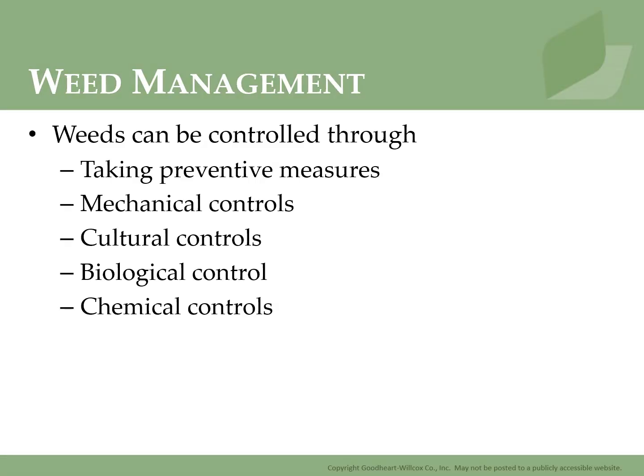Managing weeds involves a combination of methods that prevent an initial introduction of weeds and additional techniques that control weed populations. These control methods for weeds used in integrated pest management include mechanical, cultural, biological, and chemical controls.